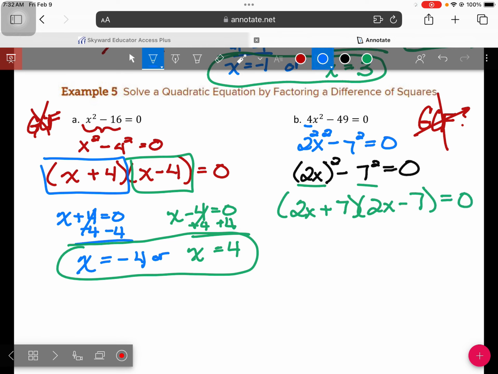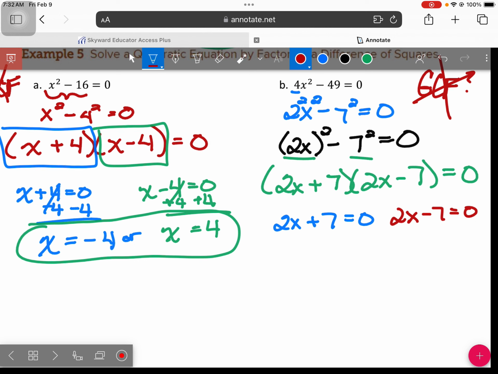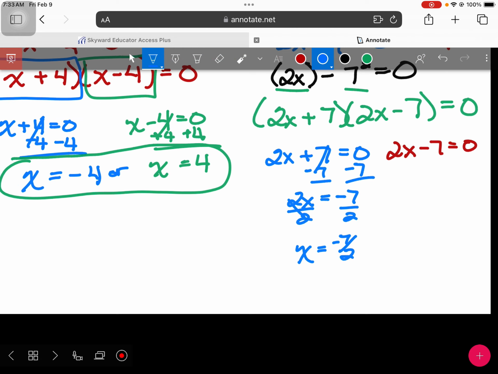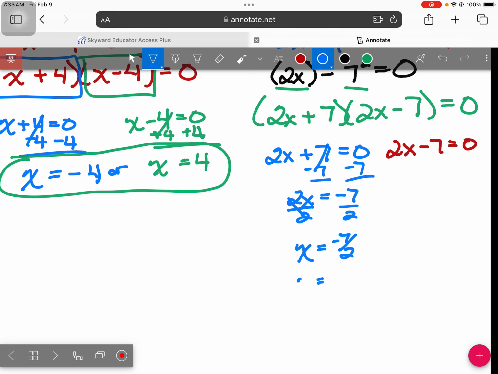Set the first factor equal to 0. Set the second factor equal to 0. And solve. So minus 7 minus 7. 2x equals negative 7. Divide by 2, divide by 2. X equals negative 7 halves. Or you could say, if you do it on your calculator, negative 3.5.